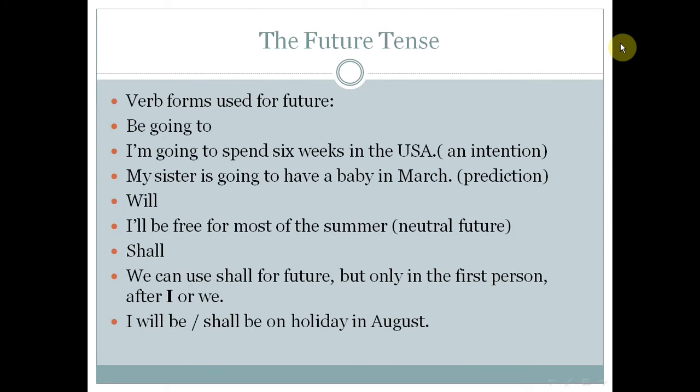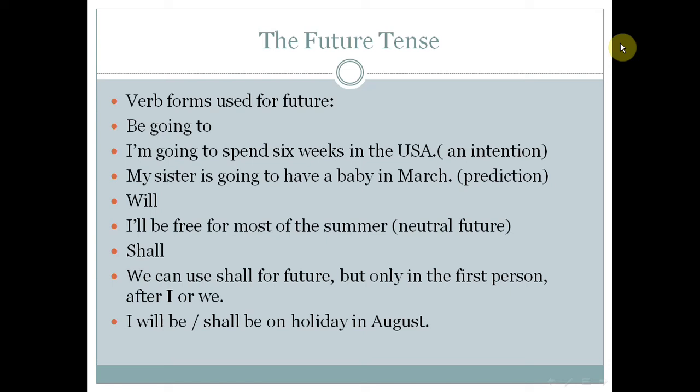Now the future tense. Verb forms used for future. Be going to, of course, to followed by infinitive. I am going to spend 6 weeks in the USA. An intention. So, one of the ways to express the future is to use be going to plus infinitive. And it's used for intentions.